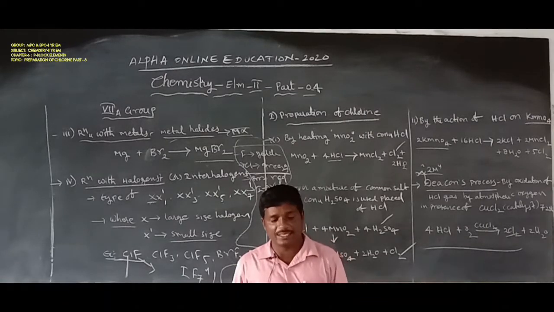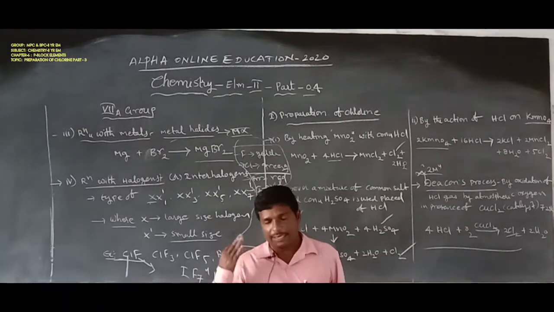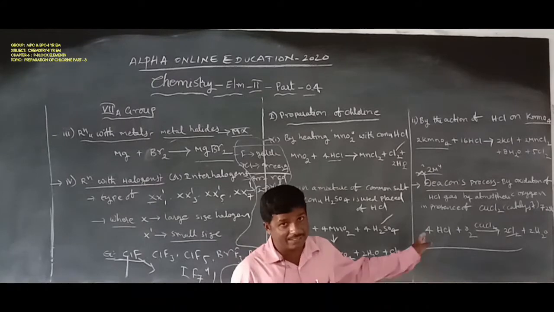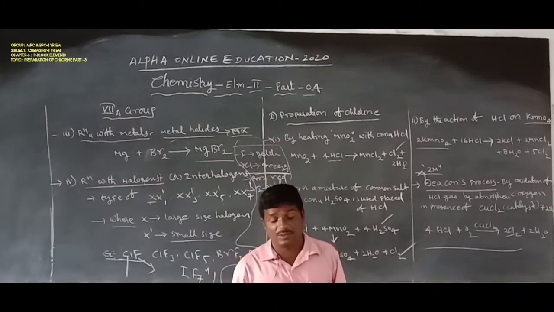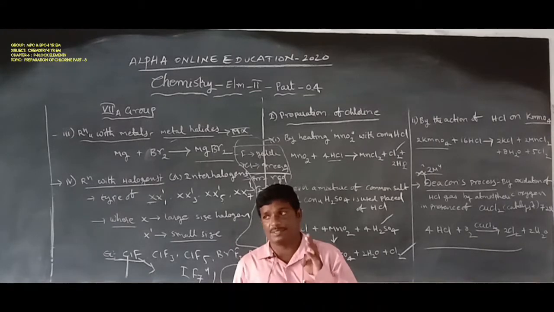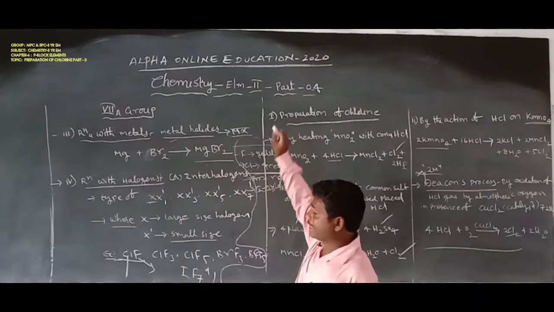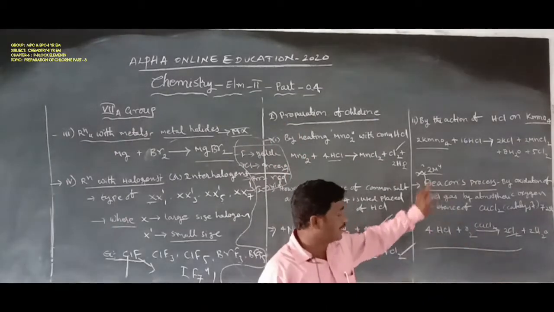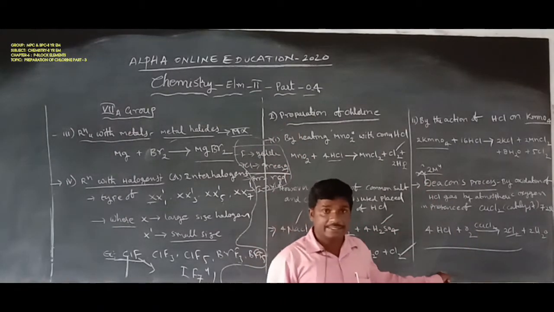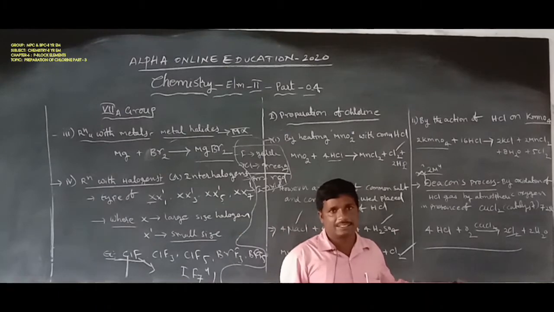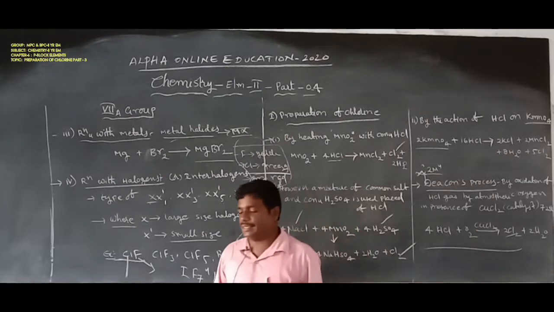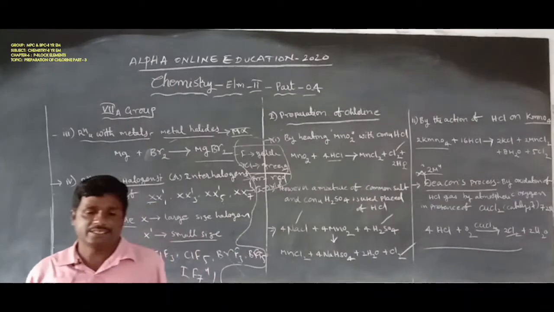The first preparation is the laboratory method, the second one is the Deacon process, and the third one is the electrolysis process. That is the preparation of chlorine by three methods.